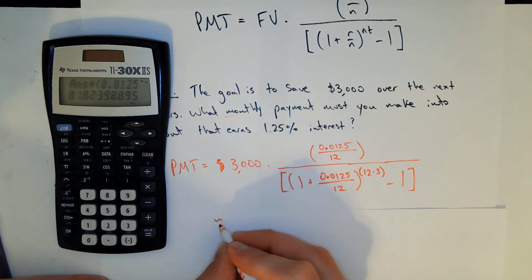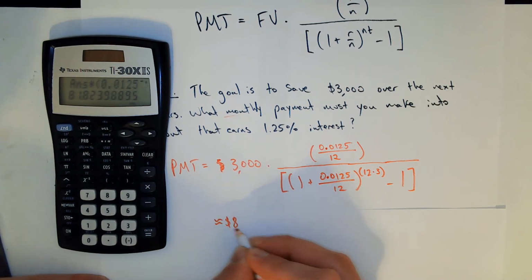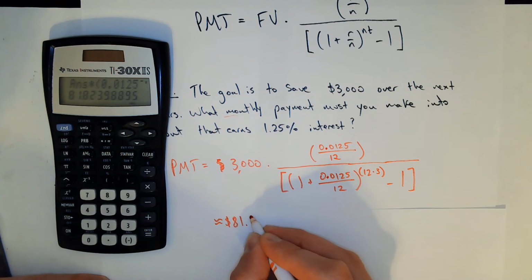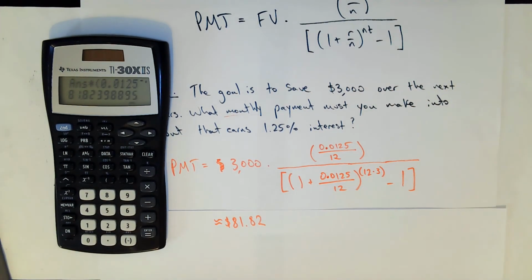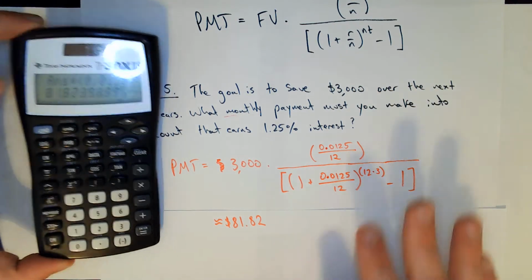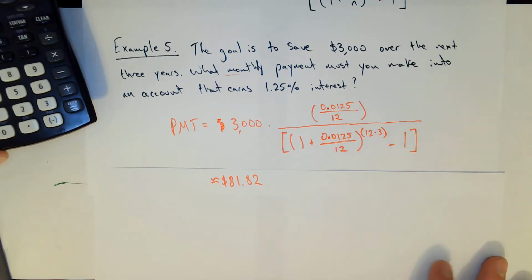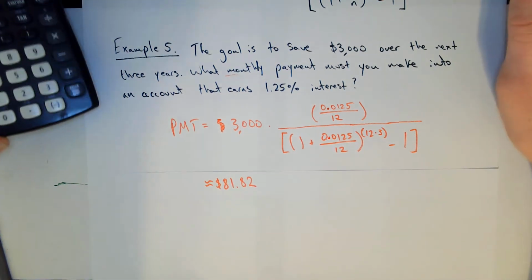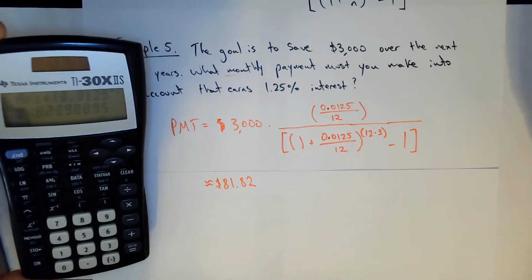And I'm getting approximately $81.82. So that's the monthly payment that you would need to make in order to save $3,000 over the next 3 years, about $81.82.